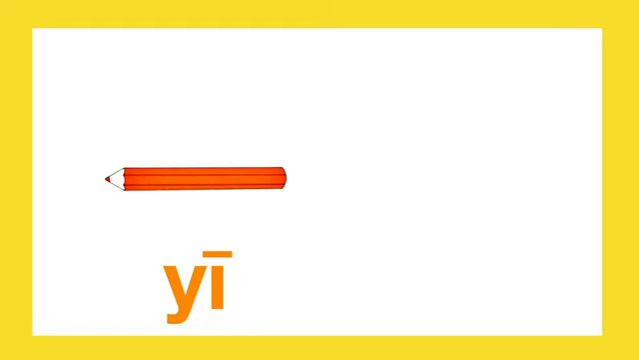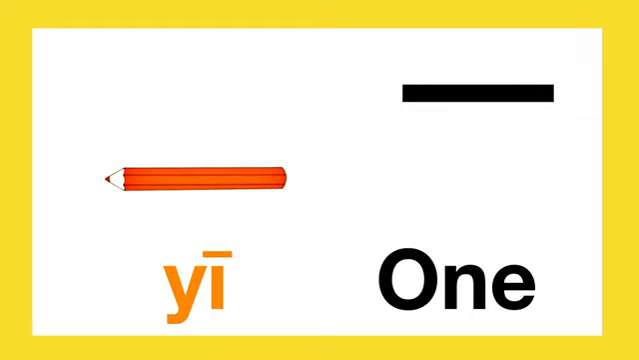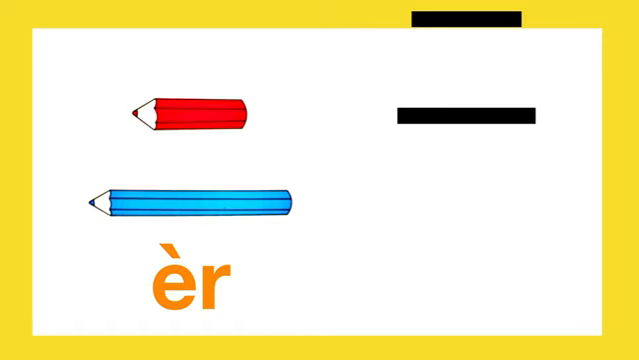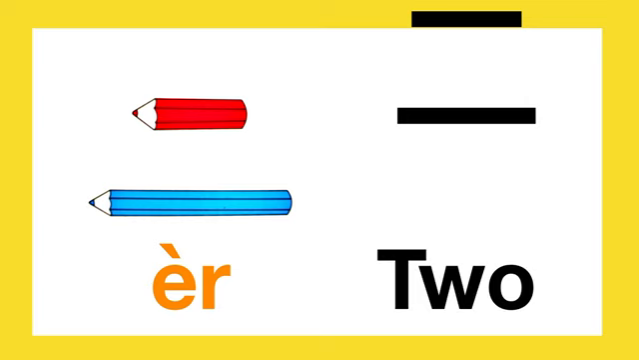This is the character for number 1. It looks just like one pencil. This is 二. It means number 2 in Chinese. It looks like 2 pencils.